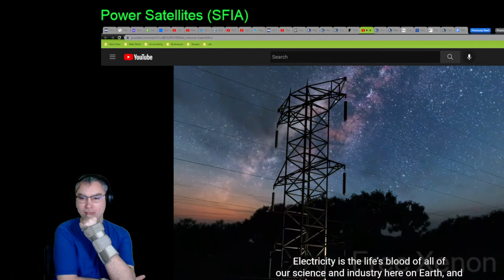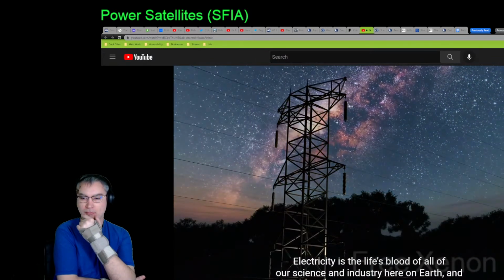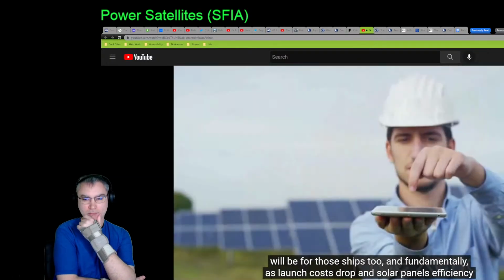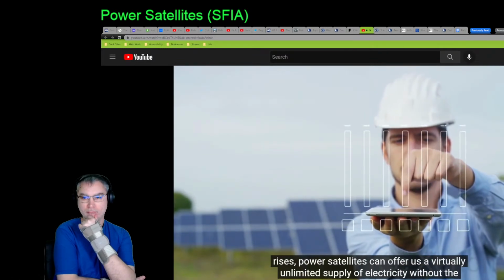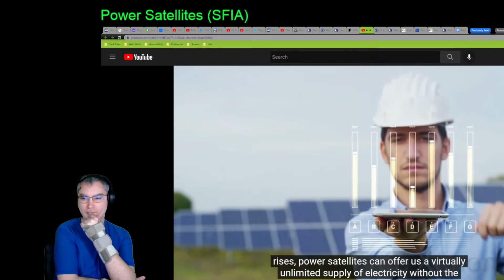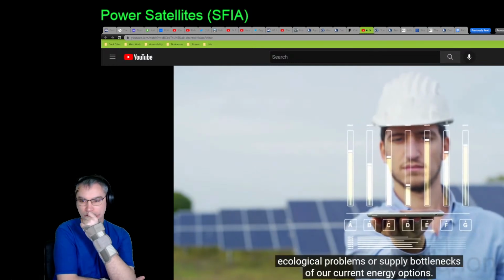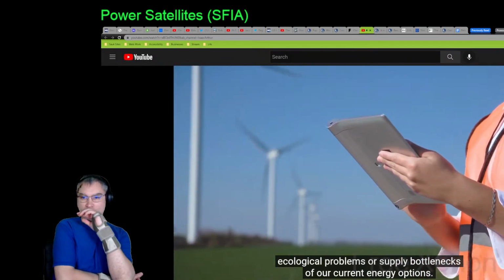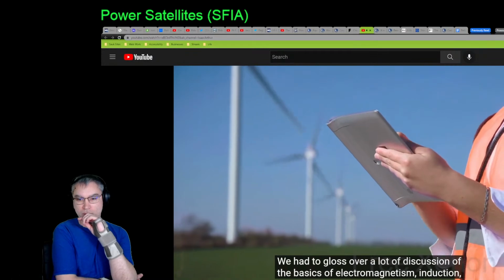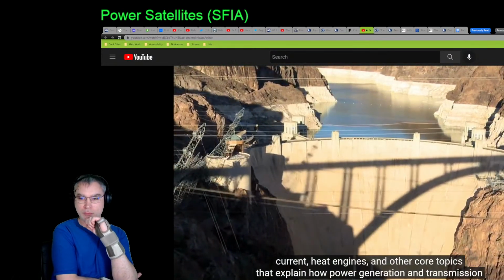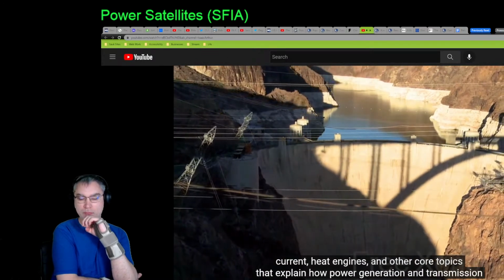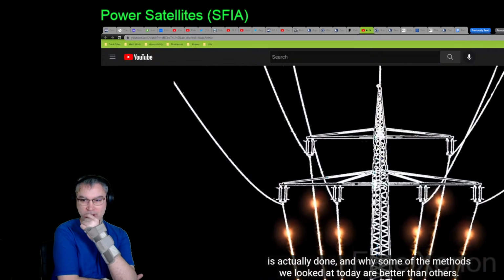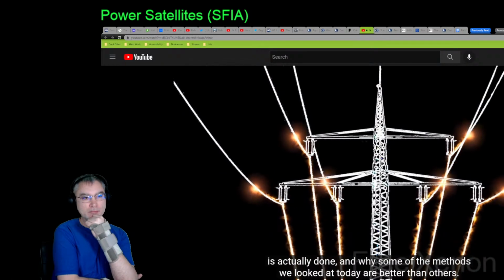Electricity is the life's blood of all our science and industry here on Earth, and will be for those ships too. And fundamentally, as launch costs drop and solar panel efficiency rises, power satellites can offer us a virtually unlimited supply of electricity without the ecological problems or supply bottlenecks of our current energy options. We had to gloss over a lot of the discussion of the basics of electromagnetism, induction, current, heat engines, and other core topics that explain how power generation and transmission is actually done, and why some of those methods we looked at today are better than others.